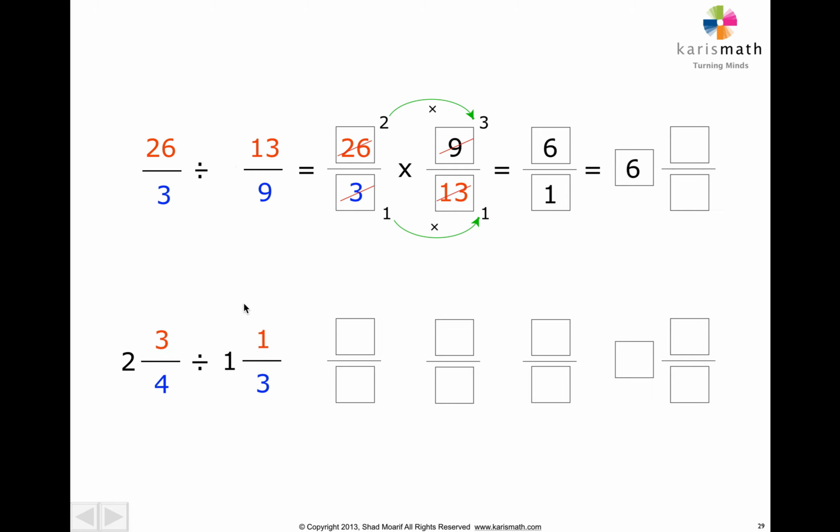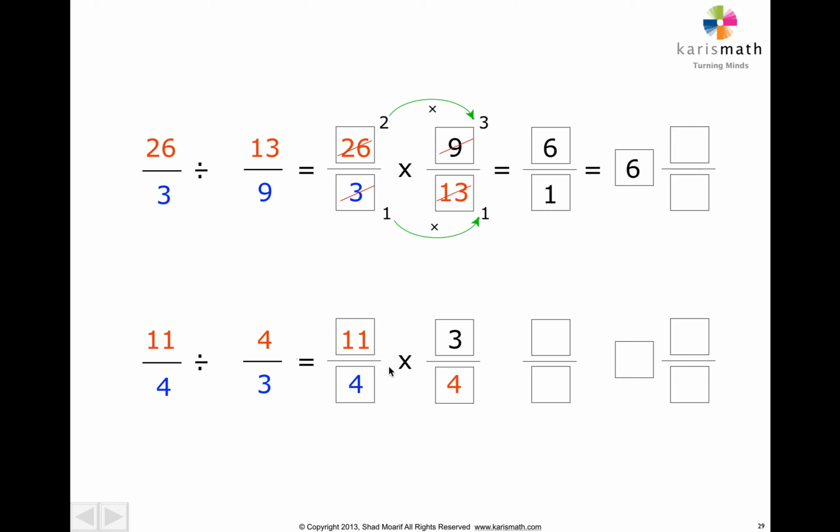Okay, try this one. How many of these fit into that? 2 3/4. What do you do now? The first thing you do is don't accept the mixed fractions. Turn this into improper fractions, which is basically saying change these all into fourths. That's 11/4. Change this all into thirds. That's 4/3. And then you do the division, which means you take 11/4 and divide by 4/3. You flip it over and multiply.